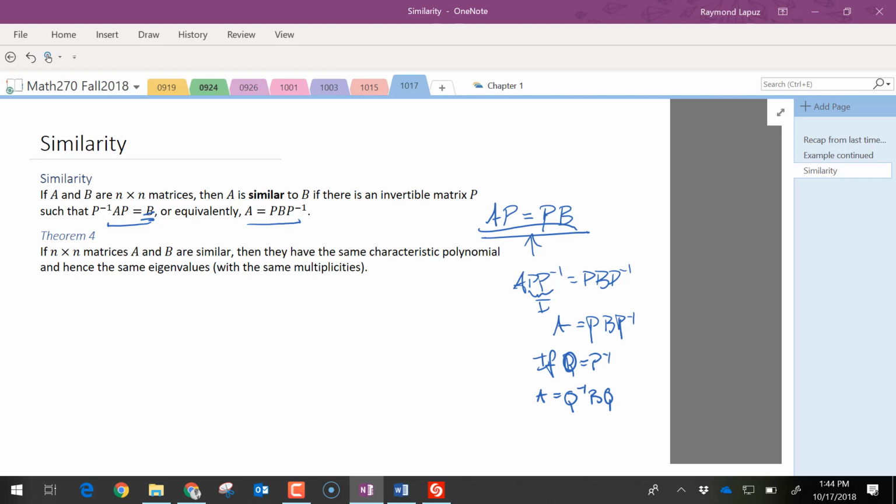So the theorem here says that if you have similar matrices A and B, then they should have the same characteristic polynomial. And you know, the characteristic polynomial is what helps us find the eigenvalues. And so, therefore, they must have the same eigenvalues.